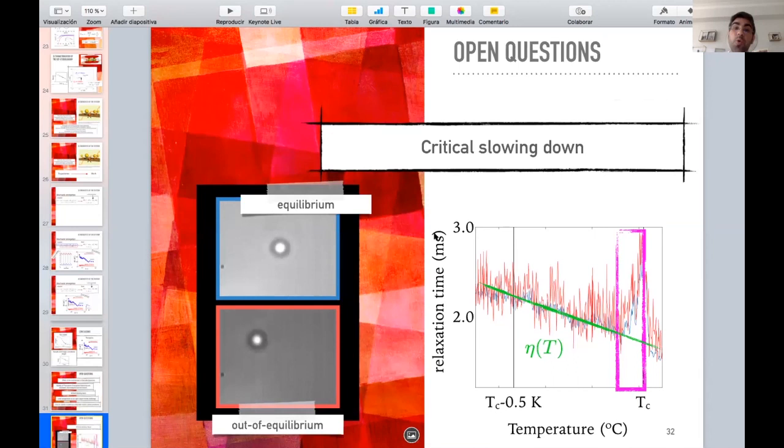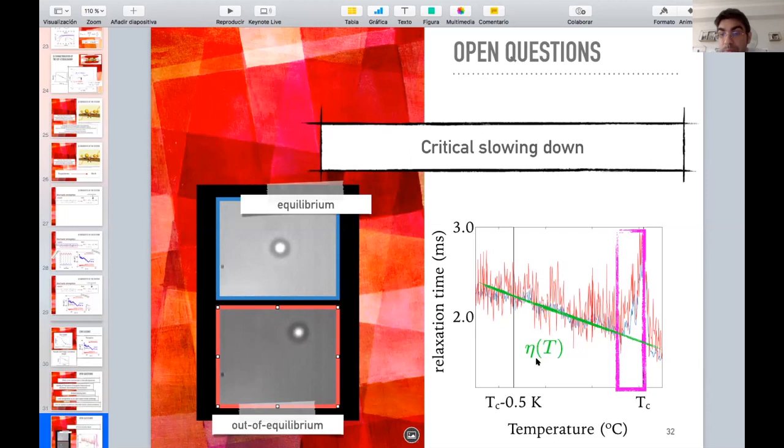Here, what we do is measure the relaxation time of a colloid in two ways. One in equilibrium, we just hold the particle and observe the dynamics of this particle at high frequency. And another out of equilibrium, so we move our particle at a given velocity through the medium. We change the temperature and we see how the relaxation time of the particle changes. And what we observe is the following.